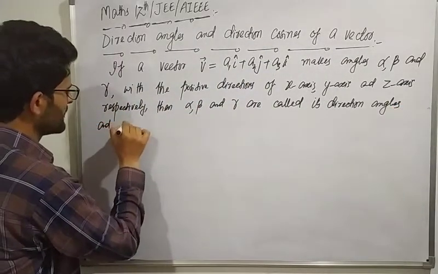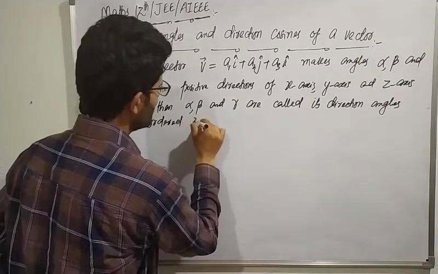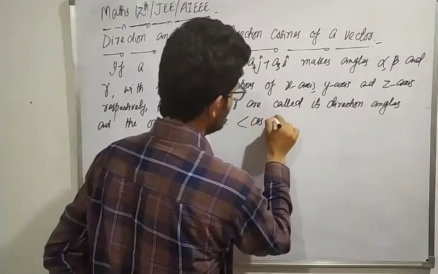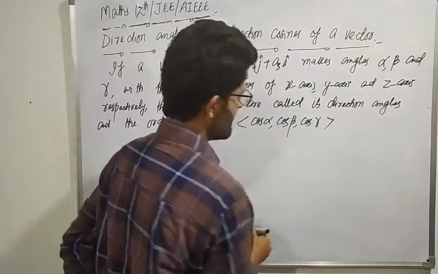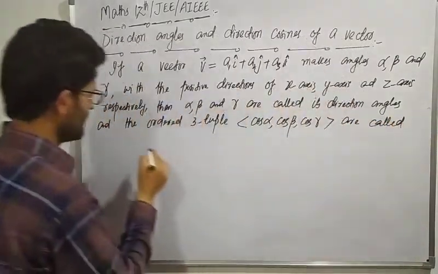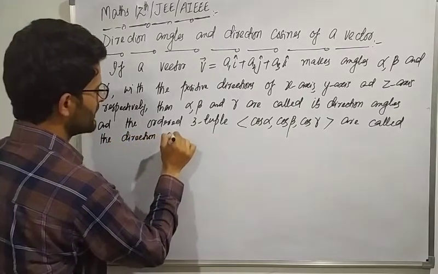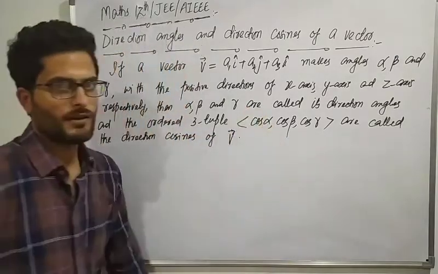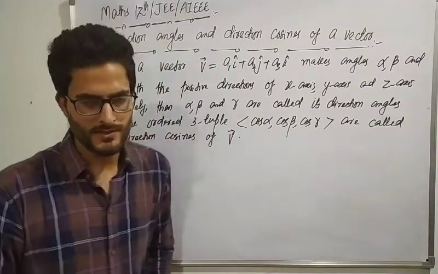and the ordered three tuple cos alpha, cos beta, cos gamma are called the direction cosines of vector v. Very much important topic as far as the concept of vectors is concerned.